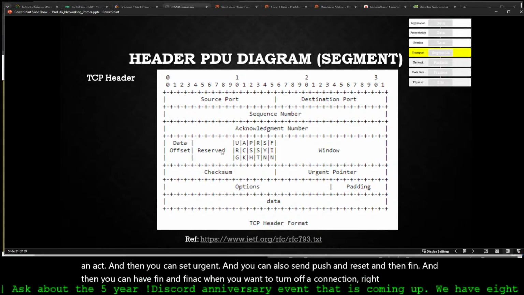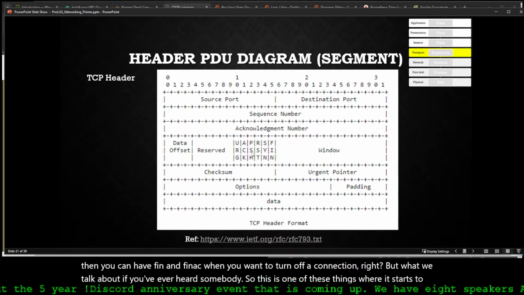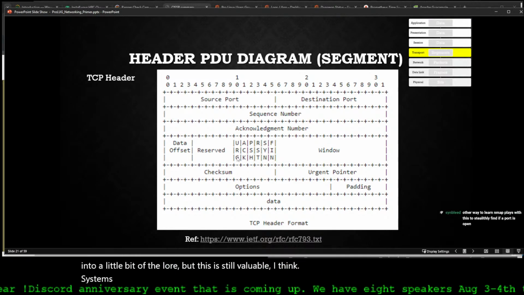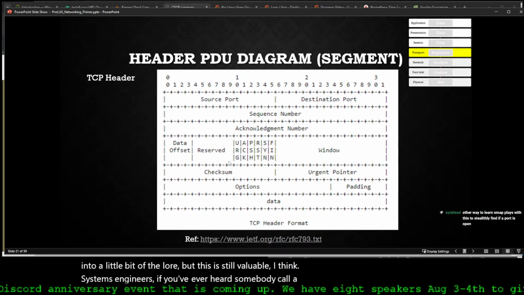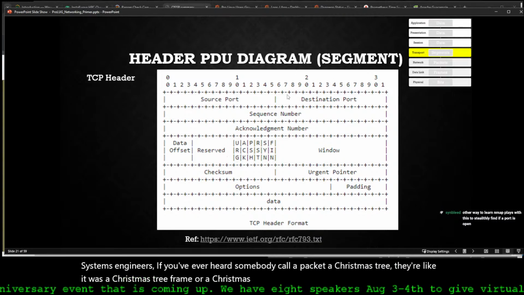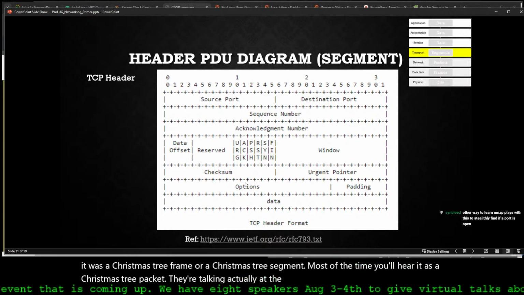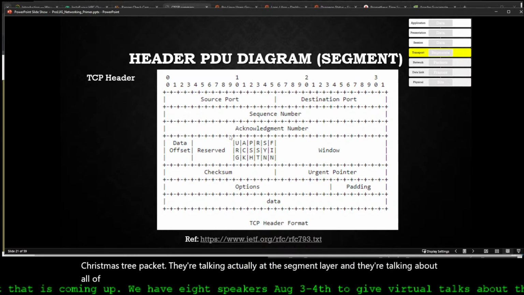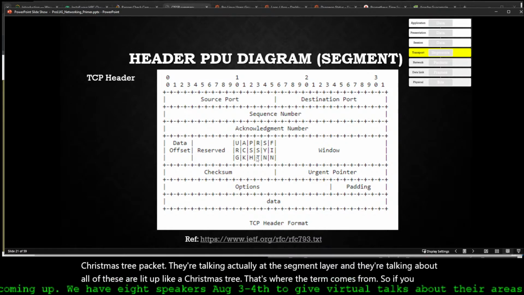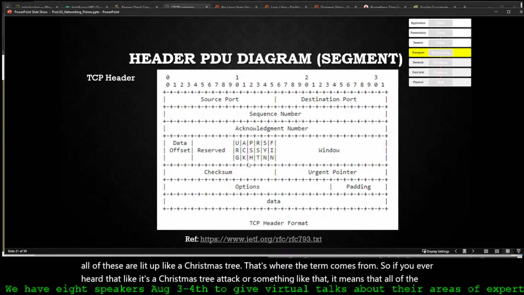This is one of these things where it starts to get into a little bit of the lore, but this is still valuable, I think, as systems engineers. If you've ever heard somebody call a packet a Christmas tree, like a Christmas tree frame or a Christmas tree segment, most of the time you'll hear it as a Christmas tree packet. They're actually talking at the segment layer, and they're talking about all of these bits being lit up like a Christmas tree. That's where the term comes from. Have you ever heard that, like a Christmas tree attack? It means that all of the bits are lit up.